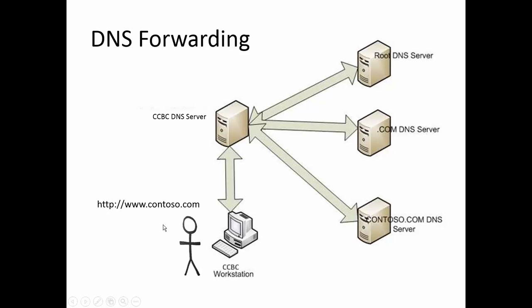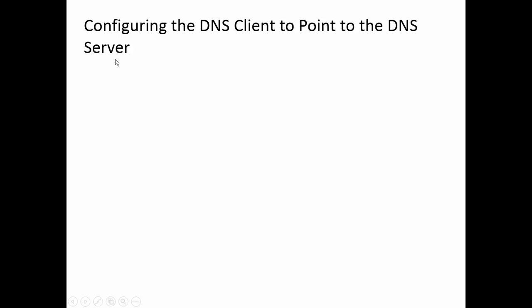Here's a diagram. The user who is at CCBC is trying to access www.contoso.com. The user presses the enter key. The workstation queries the CCBC DNS server. The CCBC DNS server pushes the query upstairs to the root DNS server, which then pushes the query to the .com DNS server, which then pushes the query to the Contoso.com DNS server, which provides the IP address of the Contoso.com web server. This is called DNS forwarding.